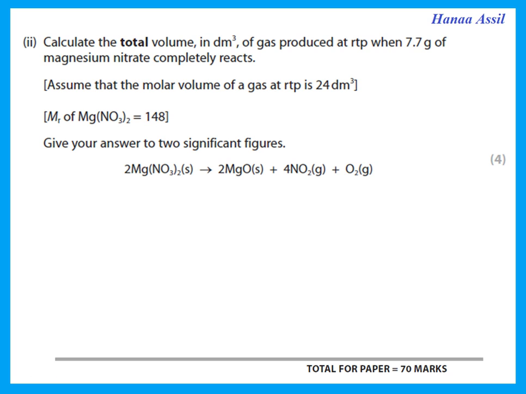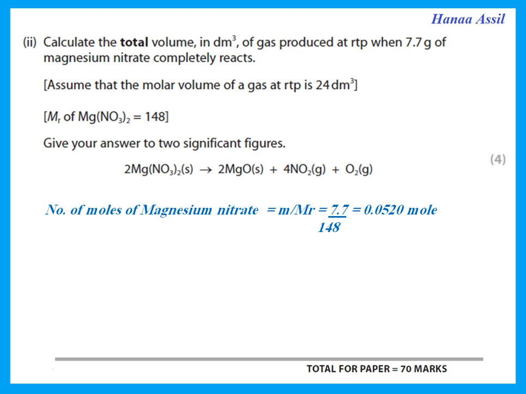Okay, so first of all, I have information of magnesium nitrate. I need to get the number of moles: mass over molecular mass of magnesium nitrate. This gives me the number of moles. Then I look at the equation and I relate it to what he's asking about. Please note he's asking for the total volume of gases.